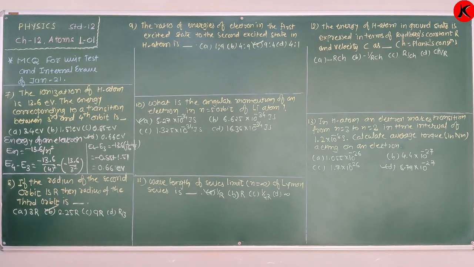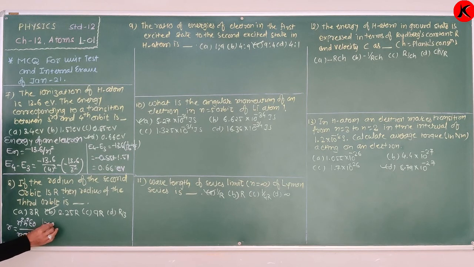Clear? Okay. Now next, if the radius of the second orbit is r, then what is the radius of the third orbit? Radius of the second orbit is r. For that purpose, we know the equation of the radius: r is equal to n square h square epsilon 0 upon m pi z square. So from this equation, we know that r is proportional to n square. For H atom, hydrogen atom, Z is equal to 1.